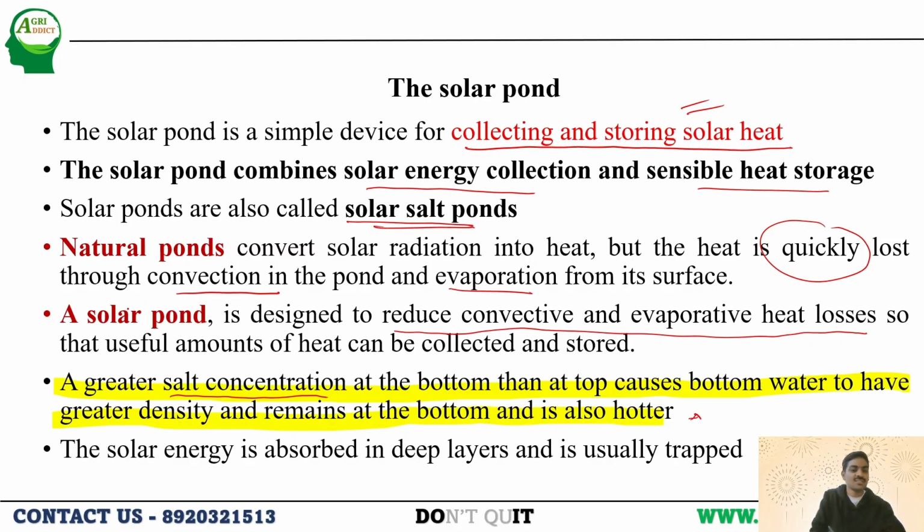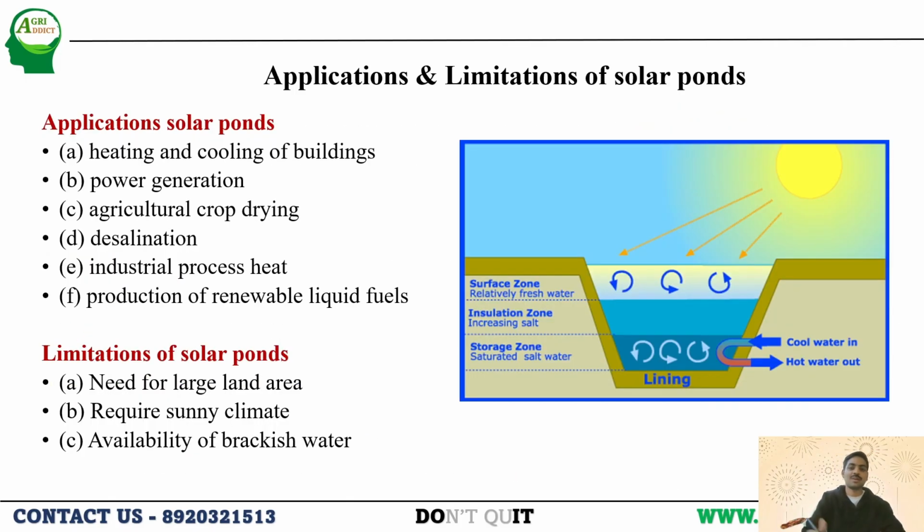Whereas in the solar pond, we design it in such a way that we reduce the convection as well as the evaporative heat loss. What we do in a solar pond is keep a greater salt concentration at the bottom than at the top, which causes the bottom water to have greater density, remain at the bottom, and also be hotter. This is why the bottom water remains at the bottom and the top water remains at the top. That is why solar energy is absorbed in the deep layers. Okay, hope that is clear.